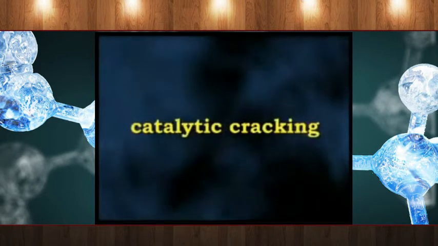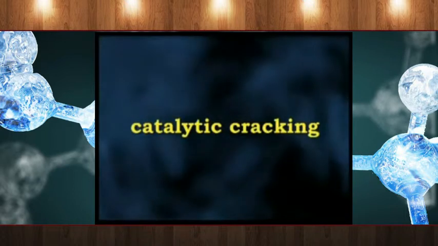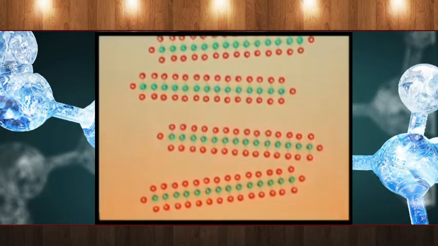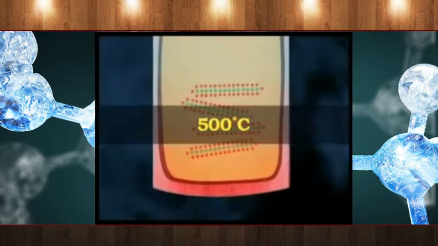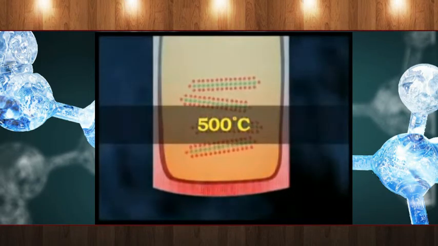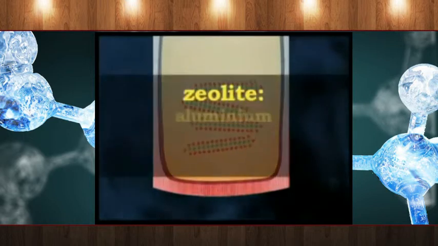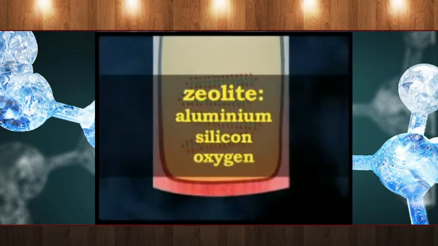The most effective process in creating lighter alkanes is called catalytic cracking. The long carbon bonds are broken by being heated to around 500 degrees Celsius in an oxygen-free environment in the presence of zeolite. This crystalline substance, made of aluminium, silicon, and oxygen, acts as a catalyst.